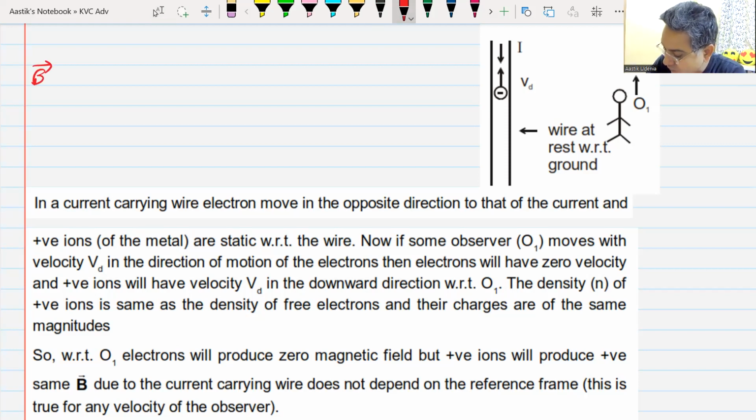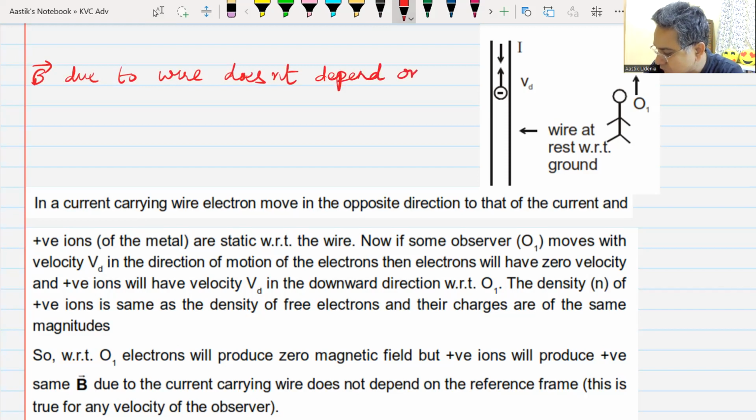Magnetic field due to a wire does not depend on reference frame. Do we understand this? Yes, sir. Because in a wire, there are negative as well as positive charges. If it was only one charge, then it would depend on the reference frame. We understand this? Yes. I'll give you 1 minute to note this down. You don't have to note down everything. You just have to note down the statement and you should be able to understand it from there.